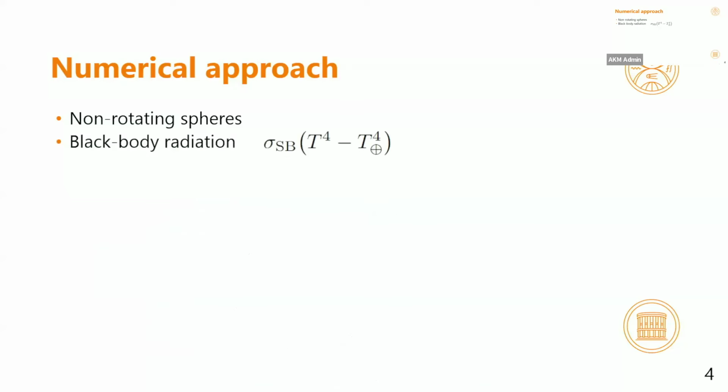Next, we simulate the meteoroids as black bodies that radiate energy away because they are quite hot. So the heat flux is calculated as Stefan-Boltzmann constant times the surface temperature to the power of 4 minus temperature of the Earth to the power of 4, because Earth is also roughly a black body that radiates towards the meteoroid, but that's a really small detail.